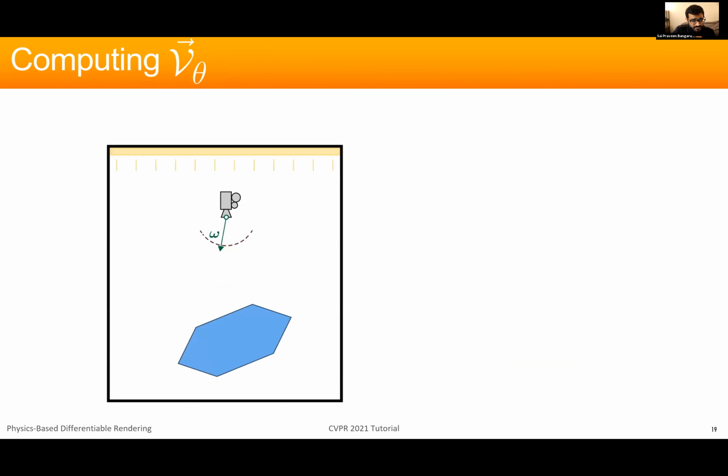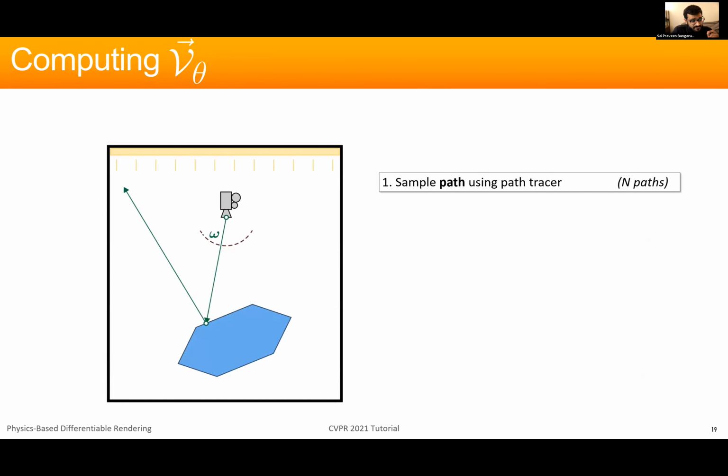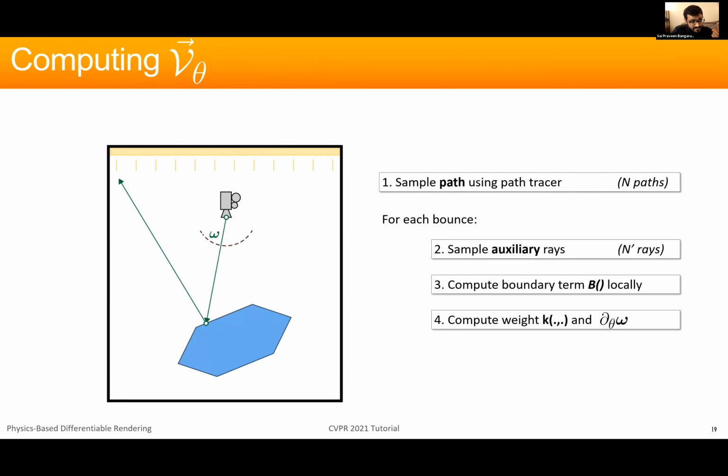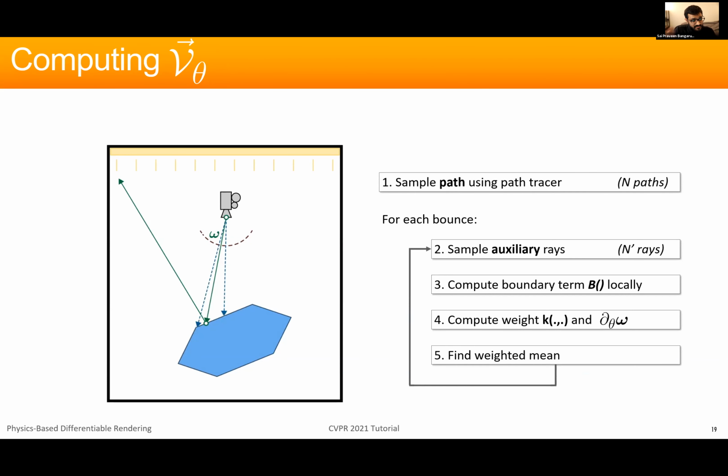Now that we have a warp field, we need to numerically compute it. Putting all of this together, our process first uses a traditional path tracer to sample a light path. At each bounce, we sample auxiliary rays for the inner integral. We then use AutoDiff to find the implicit derivative and its weights, and then we repeat this process for each bounce. Finally, we use all of this to compute the weighted mean and to find an estimate for the warp at the current bounce.